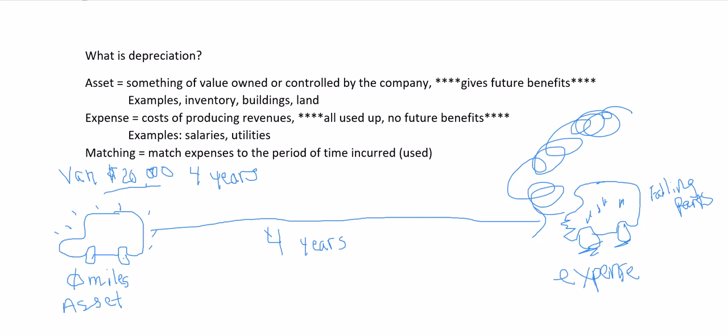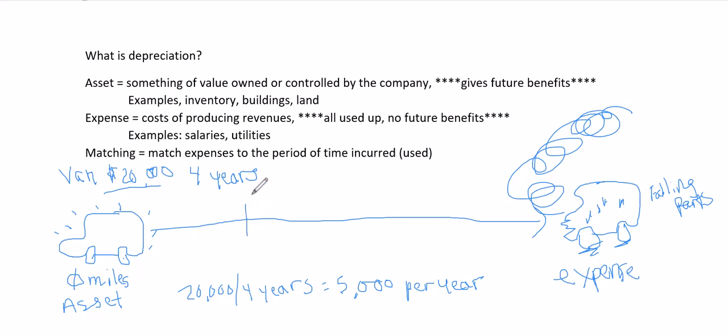So what we're going to do, let me erase this 4 years. I'm going to take $20,000. I'm going to divide it by the 4 years, and I'm going to get $5,000 per year. Now, very important, this has nothing to do with operating the van. So it's not the cost of gas, it's not the repairs and maintenance, it's just the cost that we had to have that van available over the 4-year period.